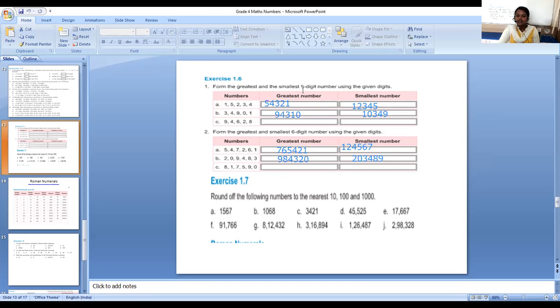So here the smallest and greatest numbers are formed with respect to the given digits, where the greatest number is in the descending order, whereas the smallest is in the ascending order. Only one thing has to be noted, that is about 0. 0 is never placed first when forming the smallest number. It is always placed in the second position. Whereas in the greatest number, 0 is placed in the last position.